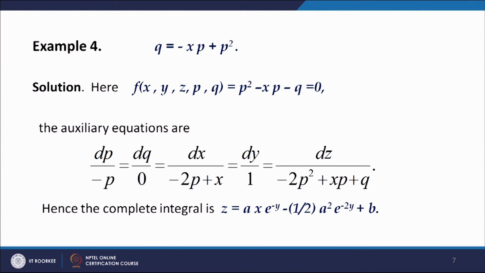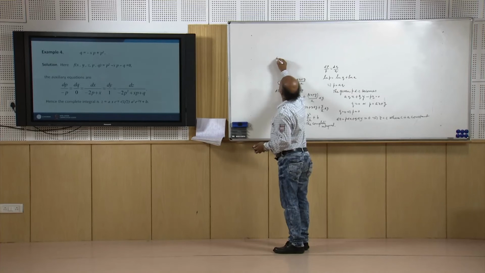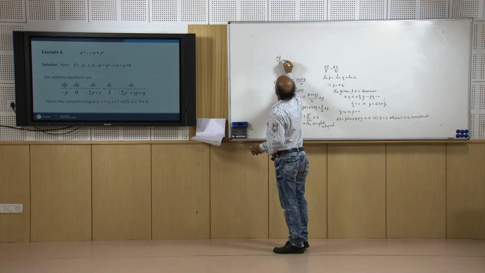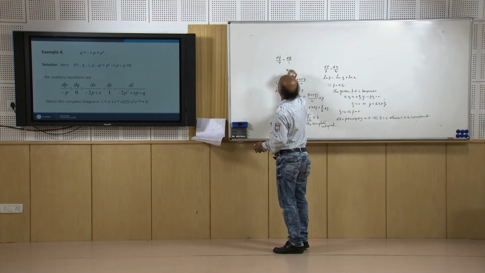Now, here let us consider dp over minus p equal to dy over 1. Because dq is equal to 0, q will be some constant, and then we would have p square minus xp minus some constant. But we need a relation between p and q. So, what we do is we consider dp over minus p equal to dy over 1.